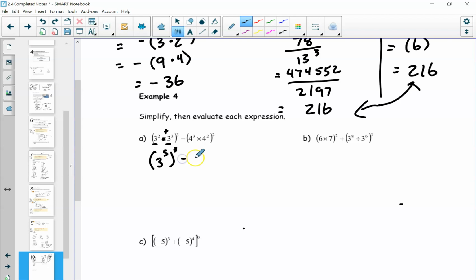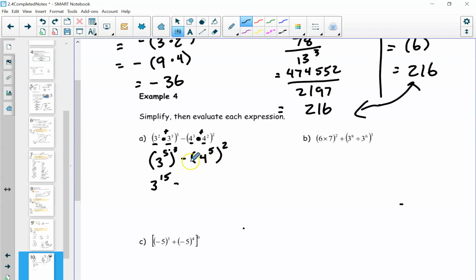Okay, minus, we've got 4s, so that's the same base, and we've got multiplication again, so let's just write this as 4 to the 3 plus 2 is 5. And that's all to the power of 2. So we save ourselves a lot of trouble by rewriting it this way. 3 to the power of 5 to the power of 3. Now it's to the power of a power, so that means we have to multiply these two. So that's 15.